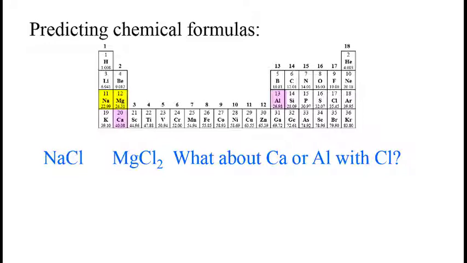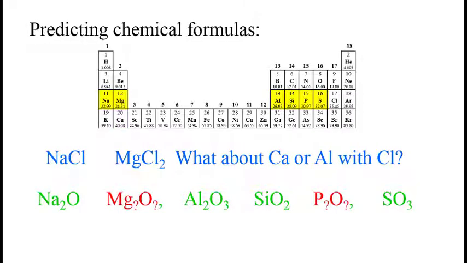Knowing that sodium and magnesium react with chlorine to make NaCl and MgCl2, what would be the formulas for the compounds when calcium or aluminum react with chlorine? How about the series of these 6 elements when they react with oxygen? There is a pattern that forms with their chemical formulas.